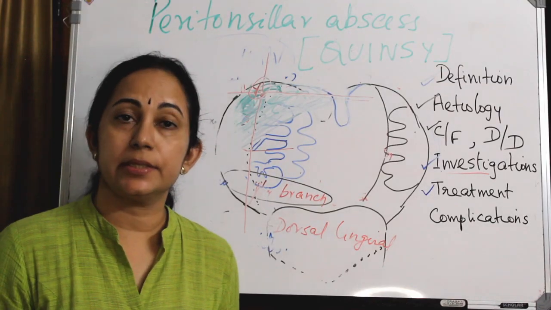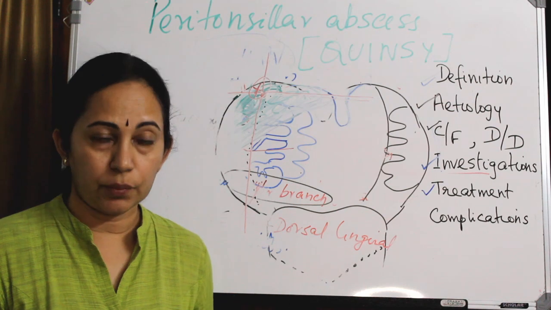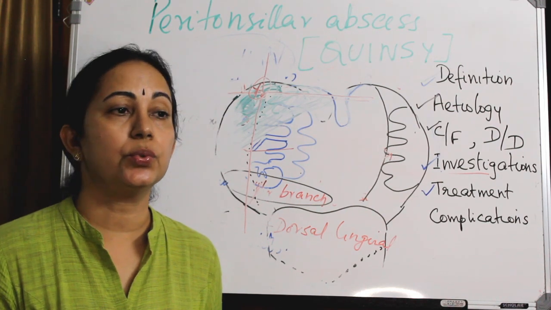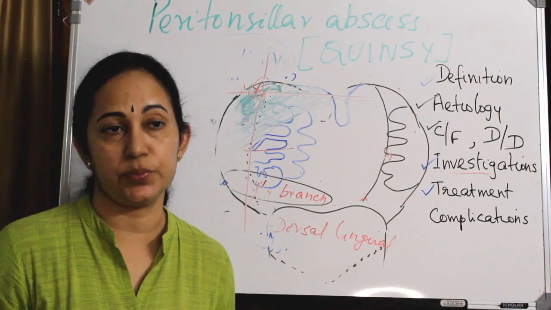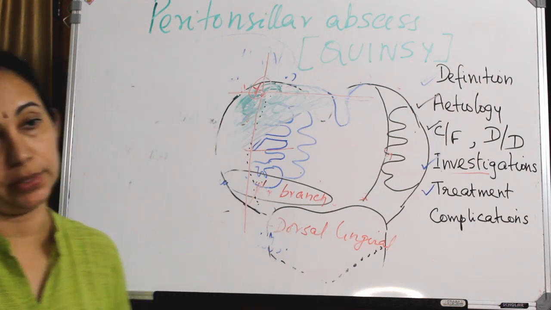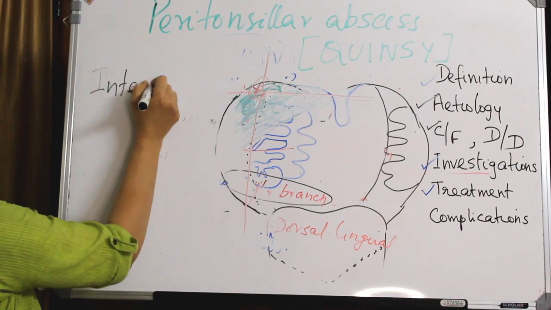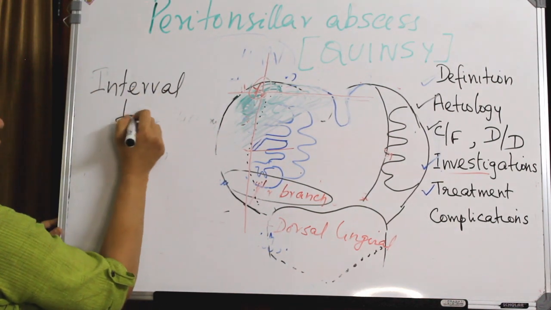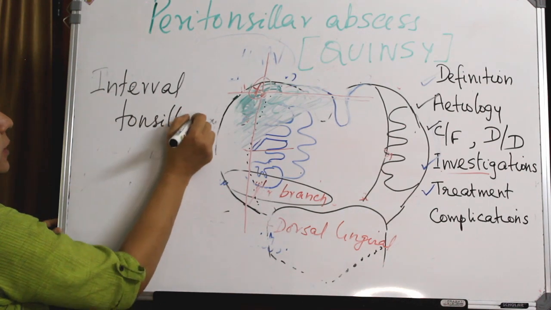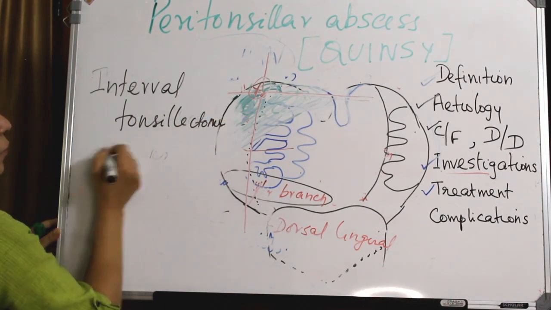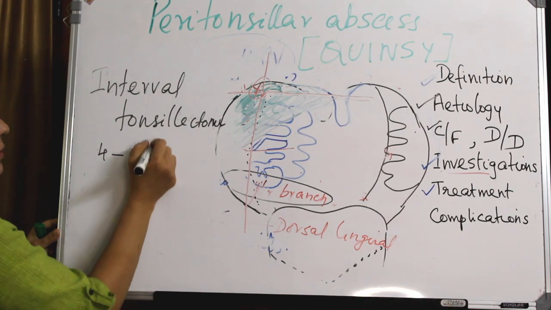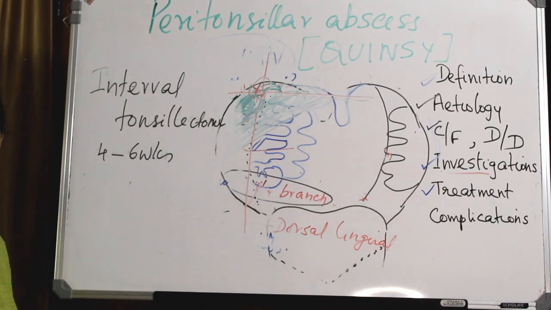Before that, never forget to do a needle aspiration of this pus. And after doing an incision and drainage of Quinsy, in order to avoid recurrence, it is better to do a tonsillectomy 4 to 6 weeks after an attack of Quinsy. So that is called an interval tonsillectomy. That is, we are doing an elective tonsillectomy 4 to 6 weeks after an attack of Quinsy.